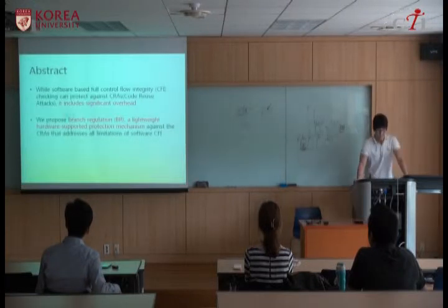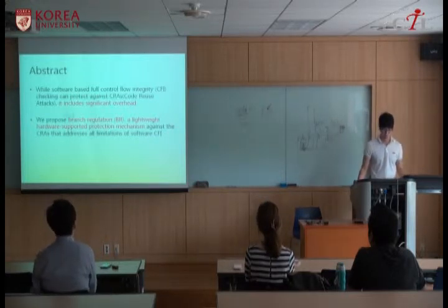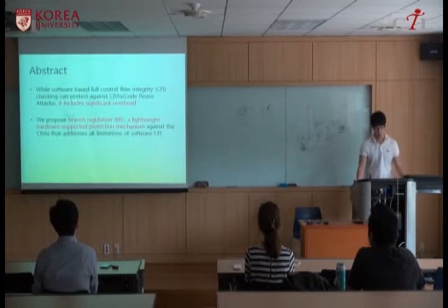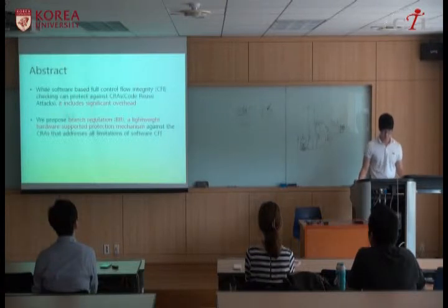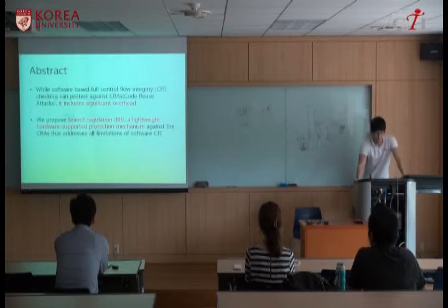This is the abstract. The main idea is quite simple, but understanding what the problem is was too difficult for me, so I had to study a lot of other papers. Anyway, the main idea is that this paper proposed a branch regulation solution. It means a lightweight hardware support protection mechanism against code reuse attack.